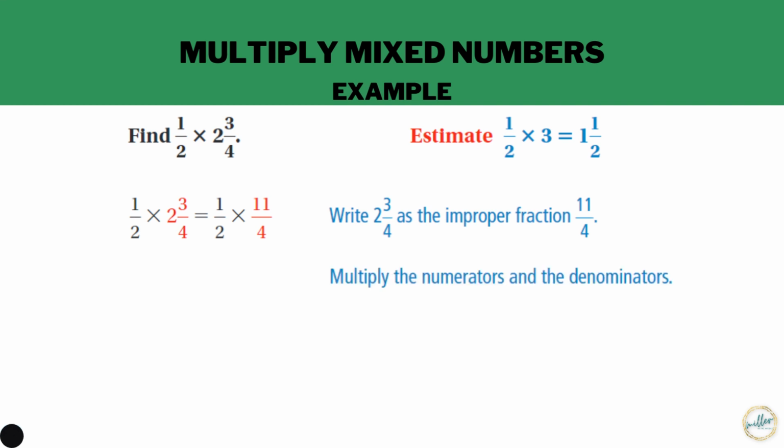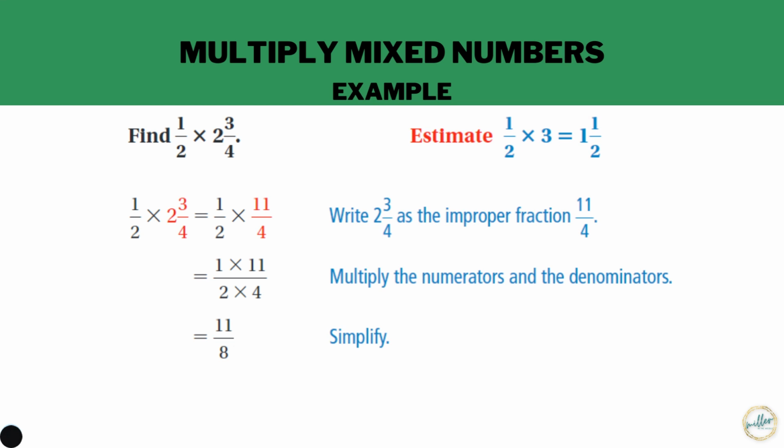Now we just need to multiply the numerators, 1 times 11, and the denominators, 2 times 4. That gives us 11/8. Next, just simplify your answer. 11/8 is more than 1. I can tell because the top number, the numerator, is larger than the bottom number, the denominator.